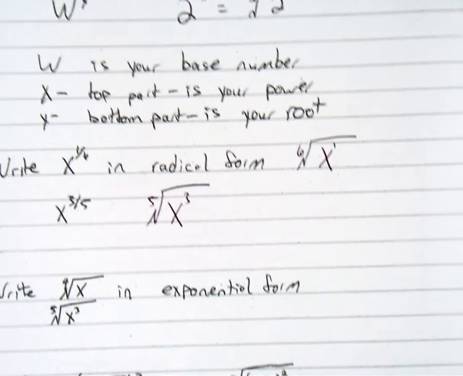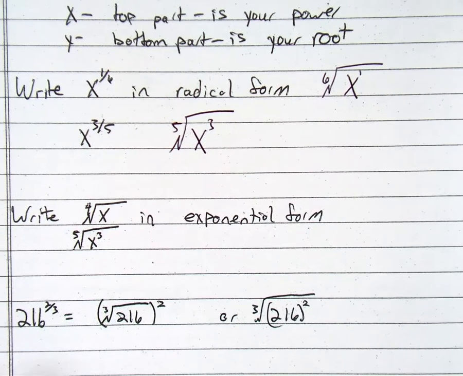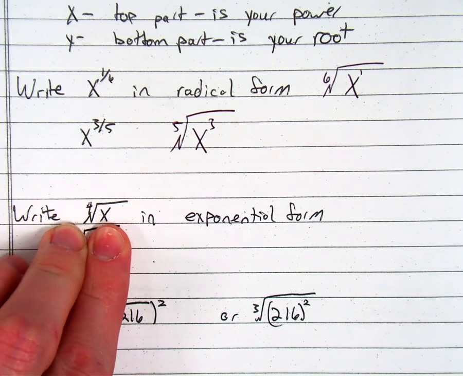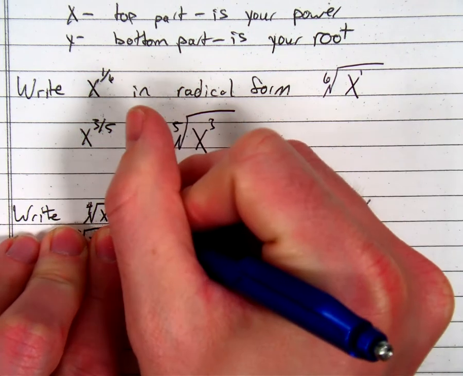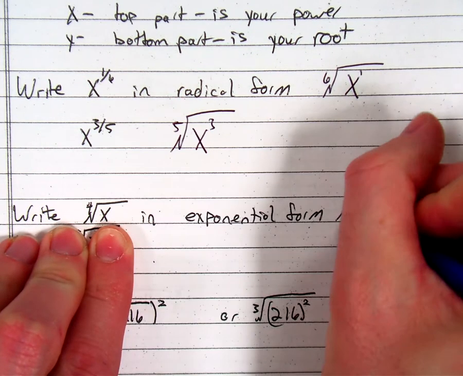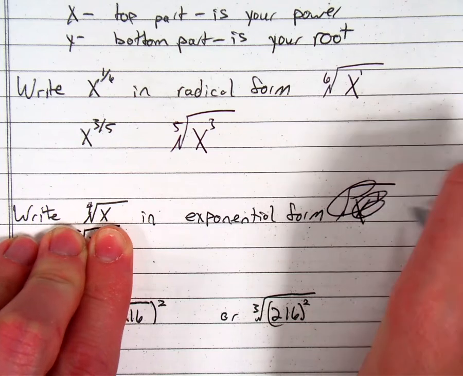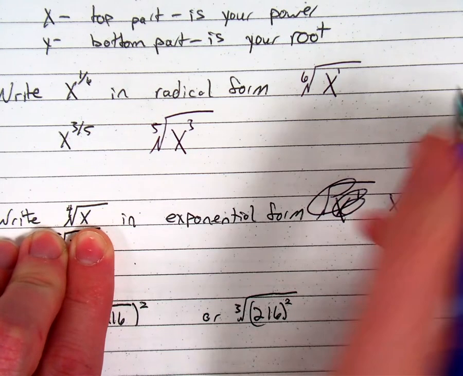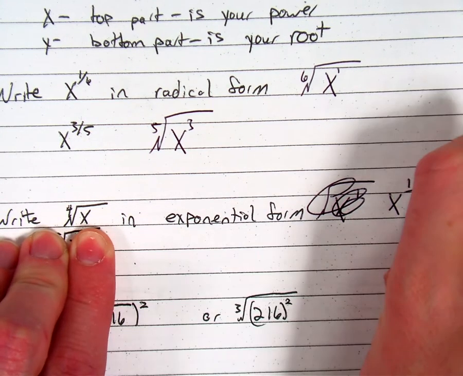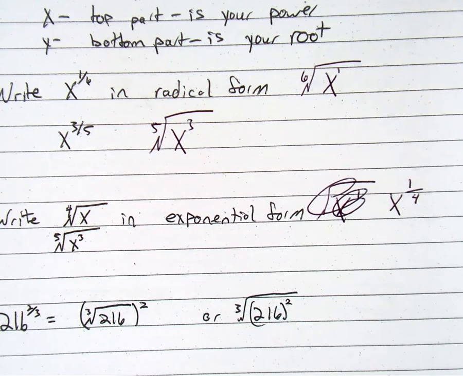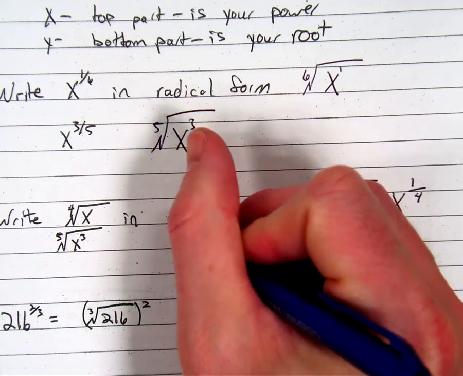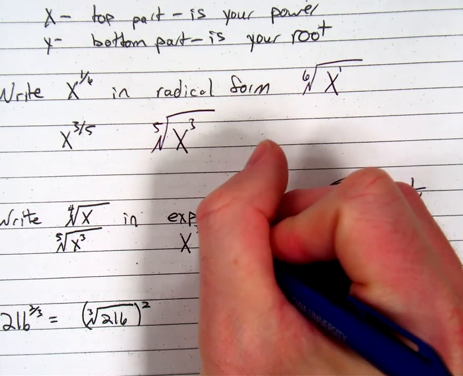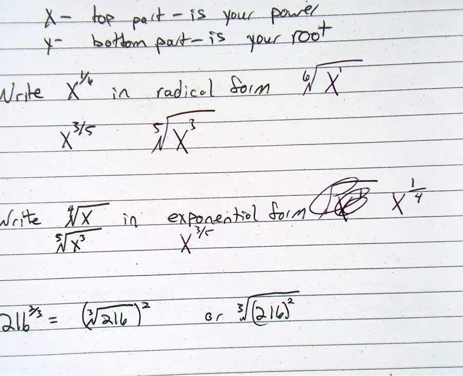How about we turn it around? The 4th root of x, that's going to be x to the, our power is 1, and our root number is 4. Okay, the 5th root of x to the 3rd. We'll have x to the 3rd power, 5th root. That's x to the 3/5.